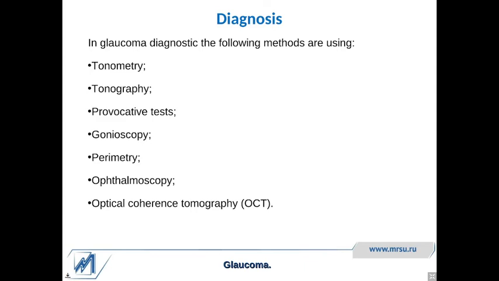To make the true diagnosis of glaucoma, we need to use several methods. It's tonometry, tonography, provocative tests, corneoscopy, perimetry, ophthalmoscopy, of course, visometry, and optical coherence tomography of the optic disc and the retina.